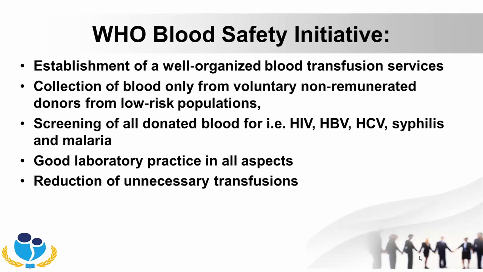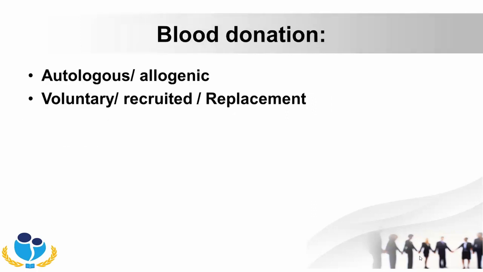Transfusion should be done only for medical indication. That should be clearly stated. Blood donation could be autologous or allogenic. Autologous means from self. For example, a person can donate blood for future use if, for example, elective surgery is planned. This is applicable for a certain group of religion like Jehovah's Witness, where allogenic transfusion is not accepted by the followers. In that case, autologous transfusion can be planned.